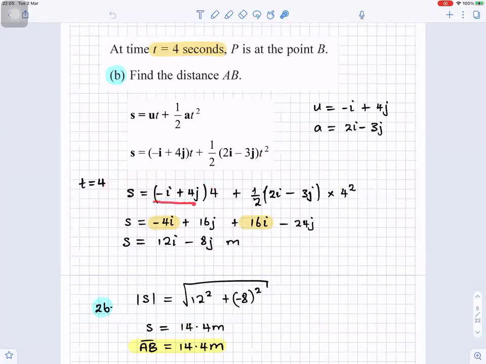So we go minus i plus 4j times 4, and we remove the bracket. That will be 4 times minus i, minus 4i, and 4 times 4j, 16j. 4 squared is 16.